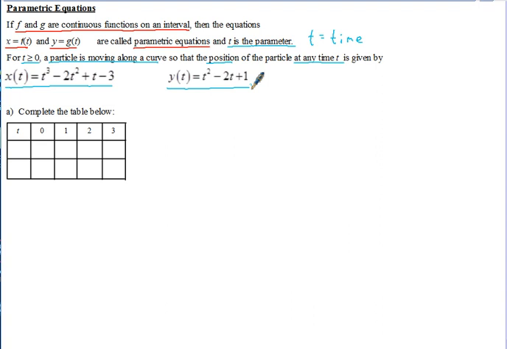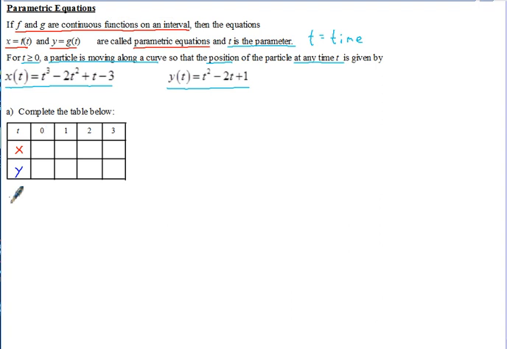So let's figure out the x-coordinate and the y-coordinate at a few different times, starting at time 0 going to 3, to see what kind of a graph this would end up looking like. So let's start with time 0.